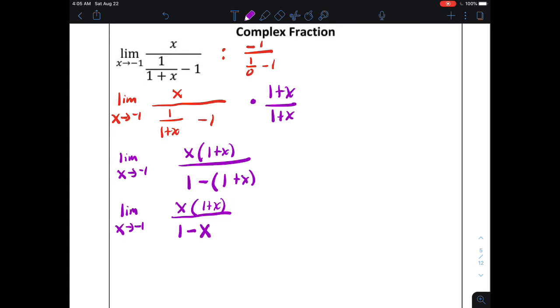Now, notice nothing necessarily cancels out. Well, that's not the end of the world, because once I do this rewrite, I can now put negative 1 in and see what I get. I put negative 1 in, I get 0 over 2, and that's just 0. So with complex fractions, even though we might not end up with a 0 over 0 indeterminate form, we often need to rearrange this problem so that we can perform direct substitution and successfully get an answer.